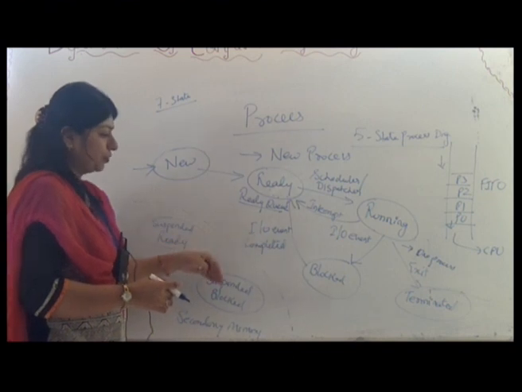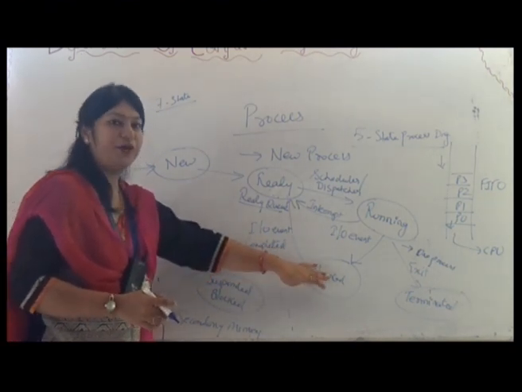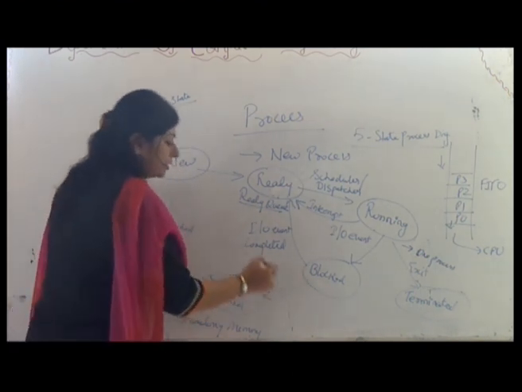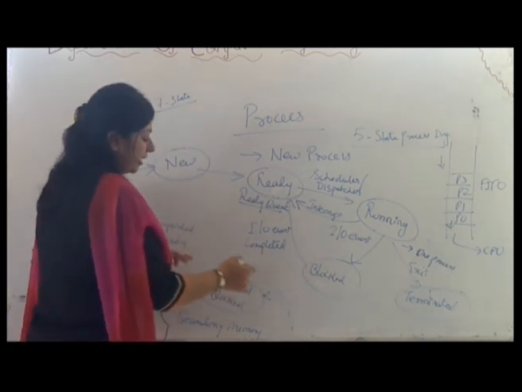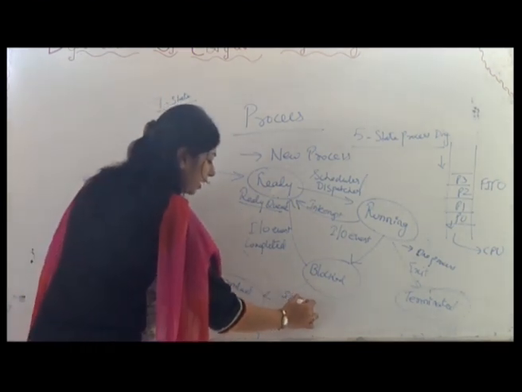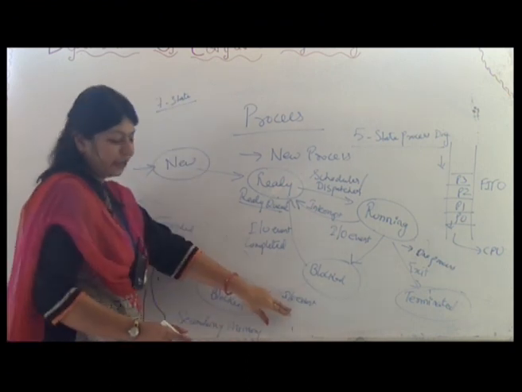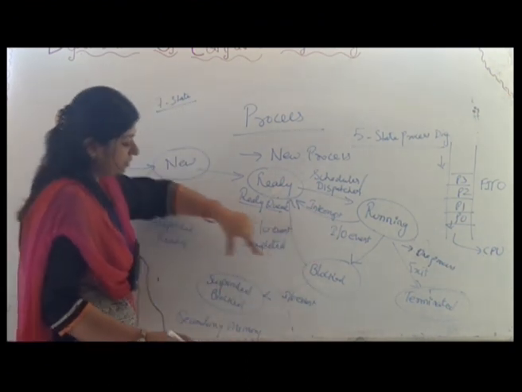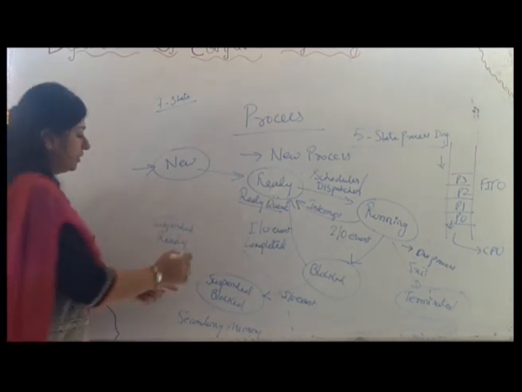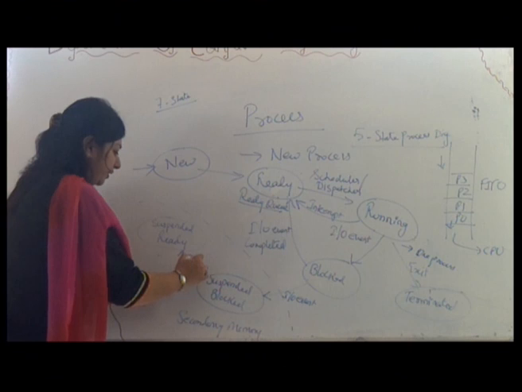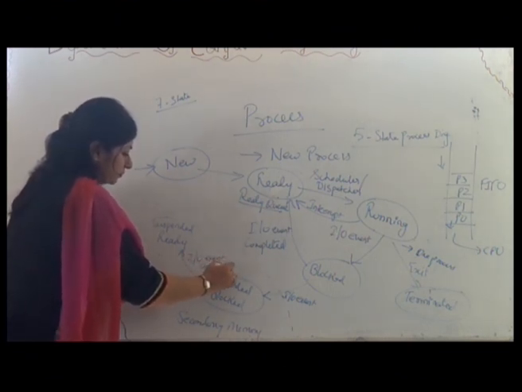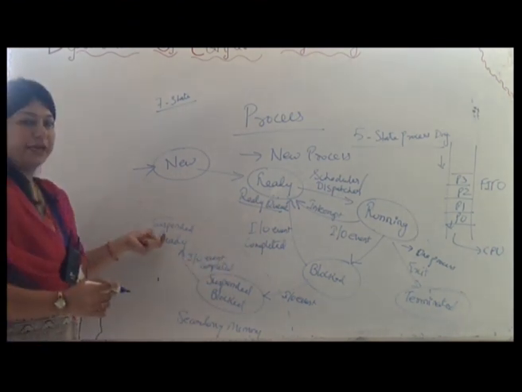So I am shifting a few processes which are in blocked state of main memory to suspended blocked in secondary memory. These processes are also waiting for some IO event. Their event has not been completed, so they are shifted from the main memory blocked state to the secondary memory suspended blocked. From this suspended blocked state, when their IO event has been completed, they will be shifted to suspended ready.